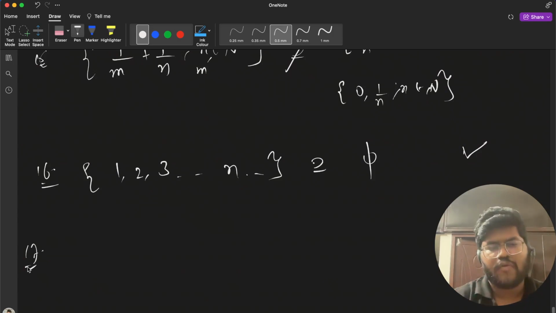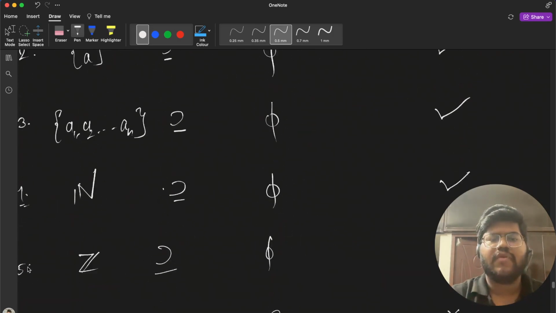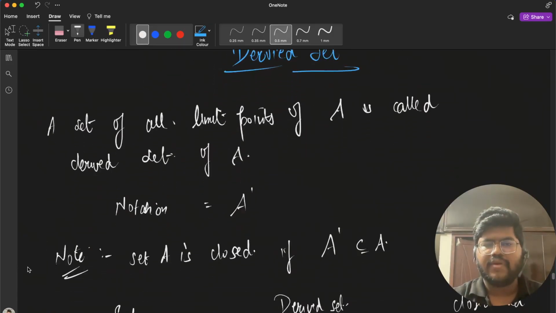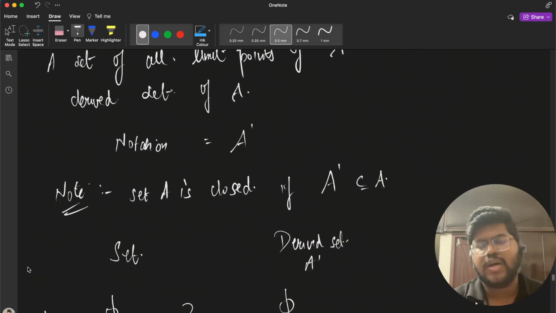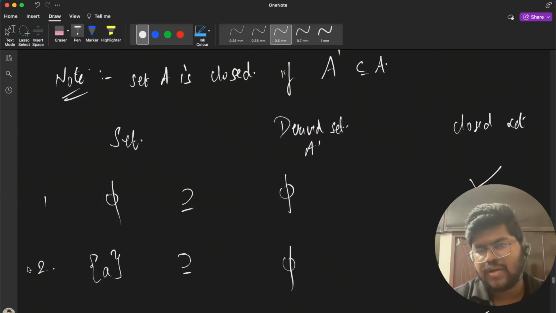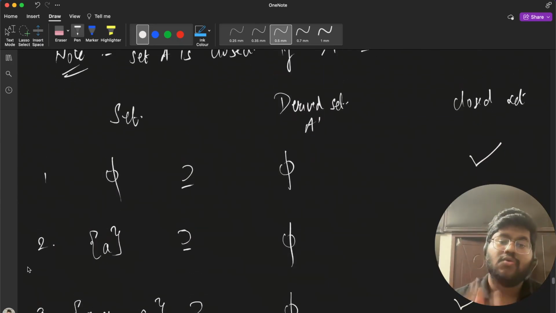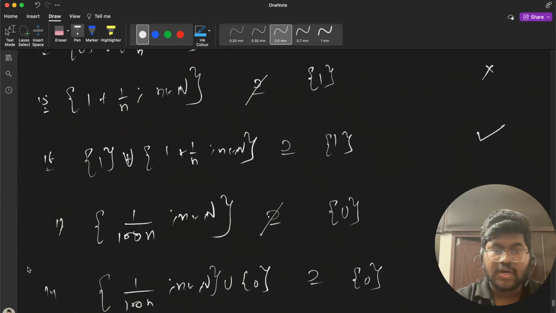Okay, so for this lecture this is enough. I have explained the concept of limit points, the derived set, and the relation between the derived set and the closed set. So I hope I have been able to clear the doubts.